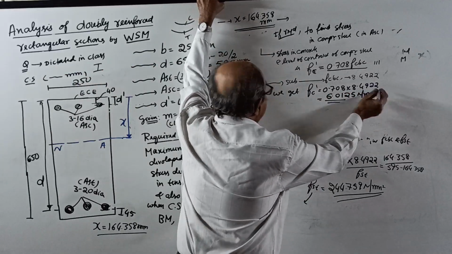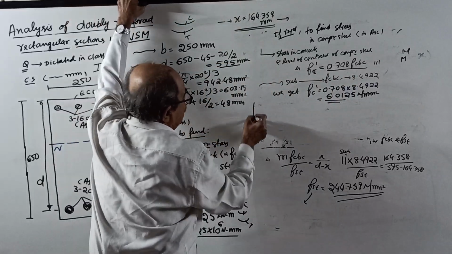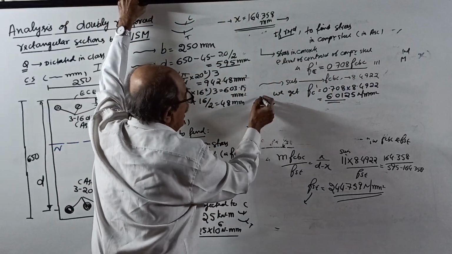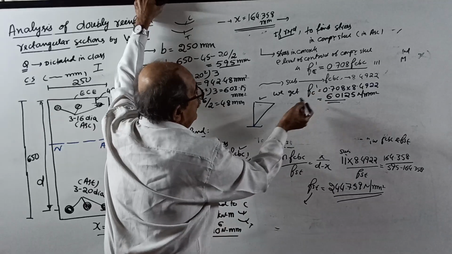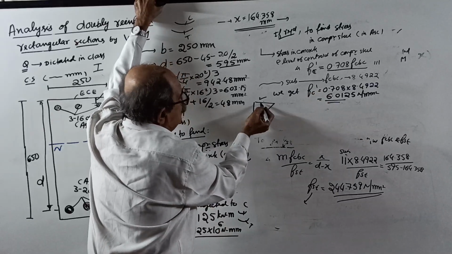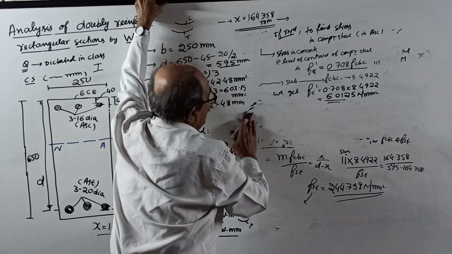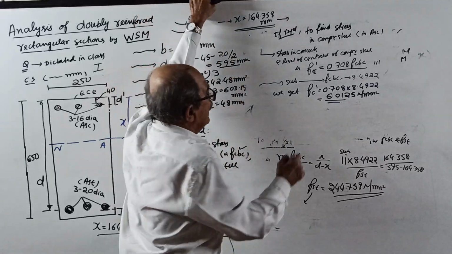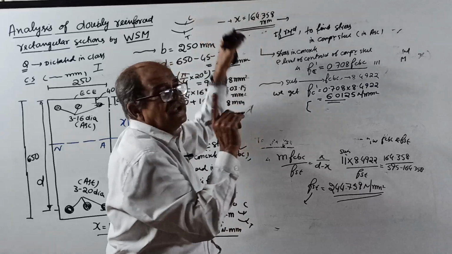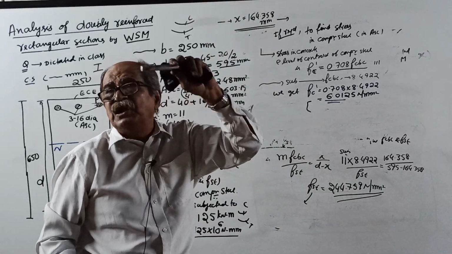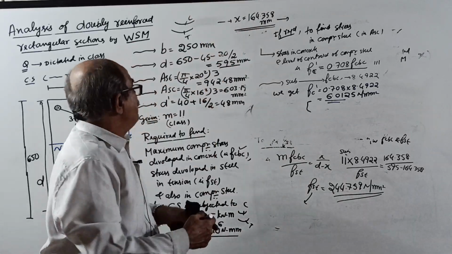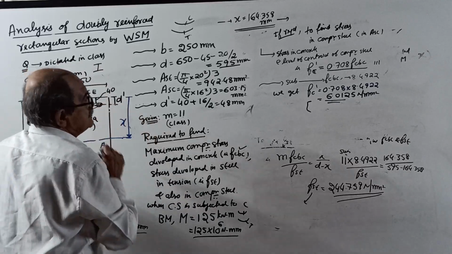Correct. See here, if you have the stress diagram, extreme fiber concrete will get how much? 8.4922. When you come down by D dash, it will reduce to 6.0125. Right here, this is not stress in compression steel. It is stress in concrete at the level of CG of compression steel.